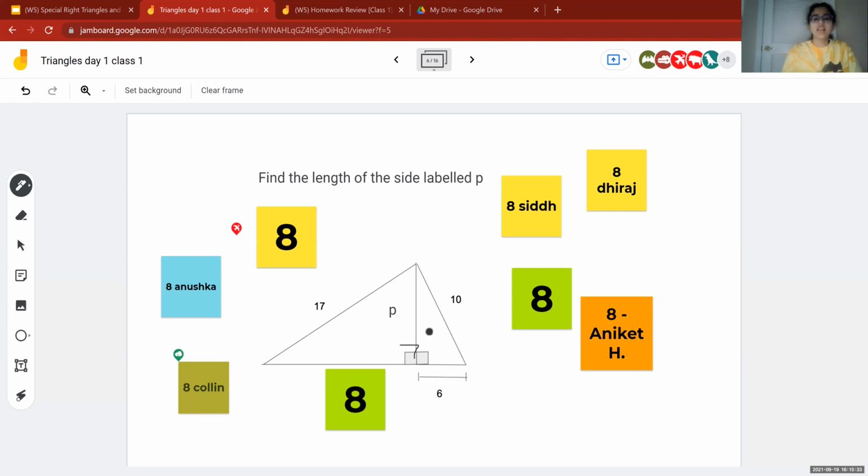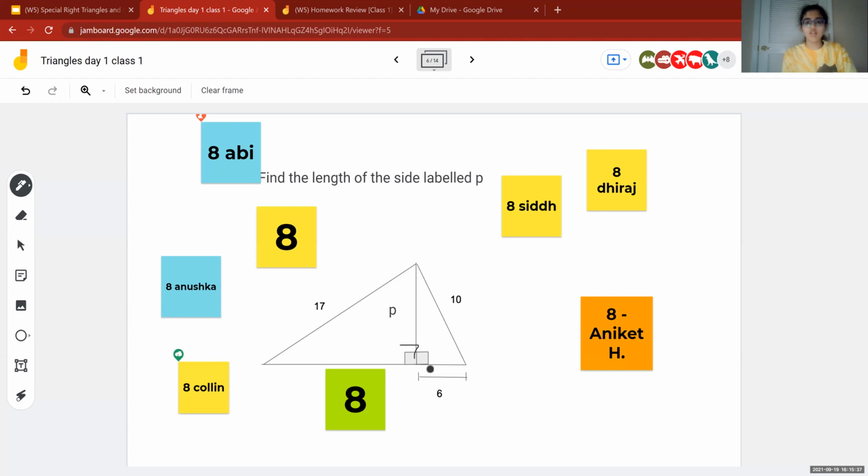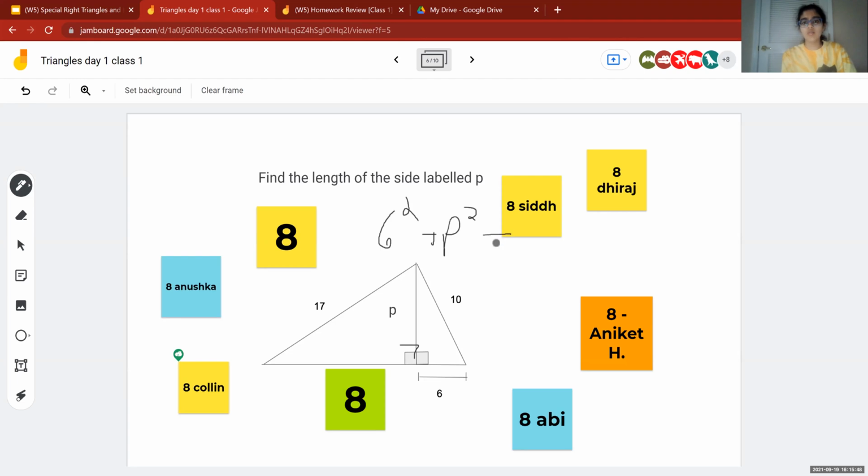Okay, so find the length of the side labeled P. You would use the Pythagorean theorem. So you'd find the leg squared, which is 6 squared, plus the other leg squared, which is P squared, is equal to 10 squared. Let me just write this out. First we open these up, so we get 36 plus P squared is equal to 100.